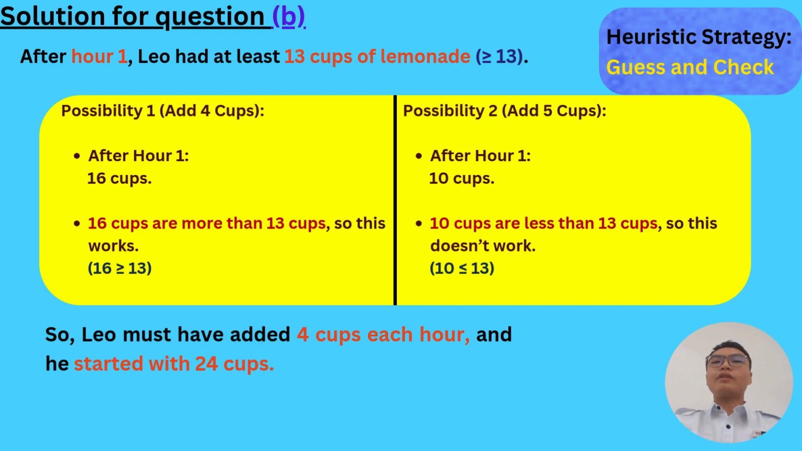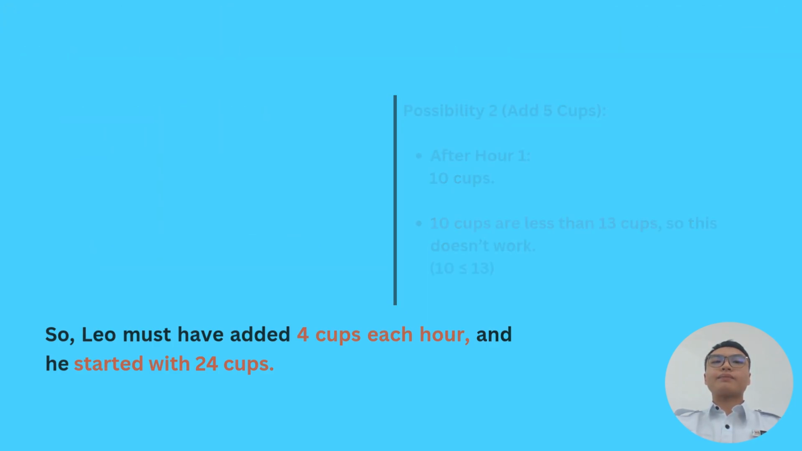For possibility 2, which is at 5 cups. After hour 1, Leo has 10 cups. 10 cups are less than 13 cups, so this doesn't work. So, Leo must have added 4 cups each hour, and he started with 24 cups.